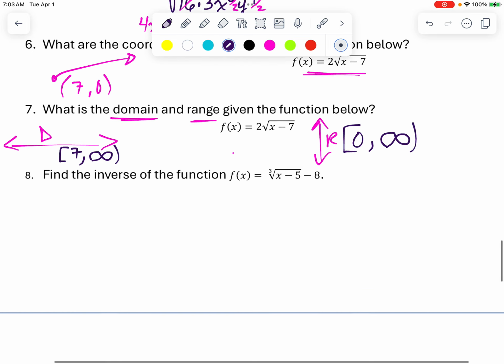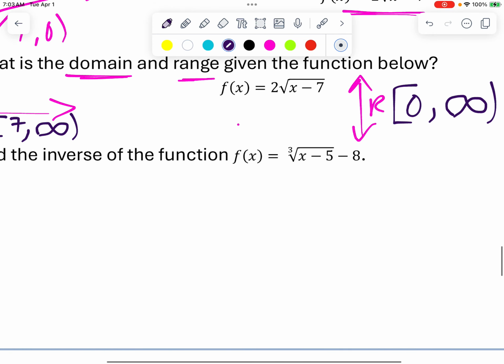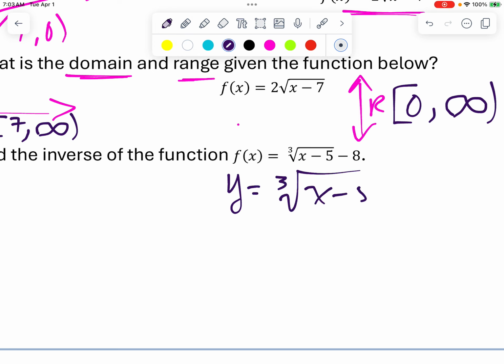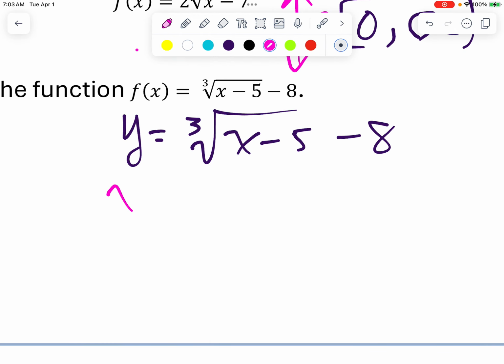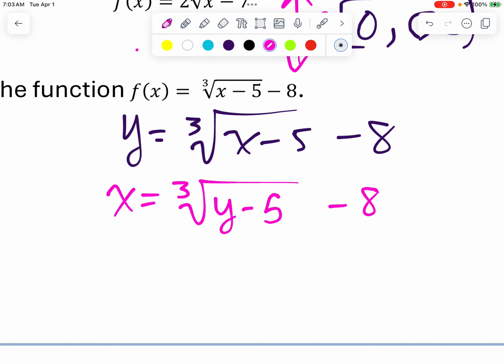Number 8, find the inverse. So the rule for the inverse is we're just going to simply write it as y equals the cubed root of x minus 5 and then minus 8 on the outside. And we are going to switch x and y. So we say x equals the cubed root of y minus 5 and then minus 8.